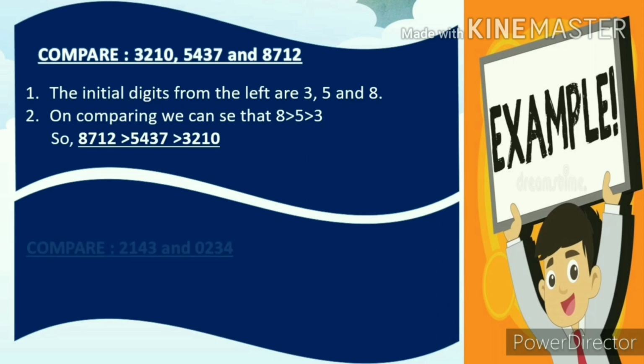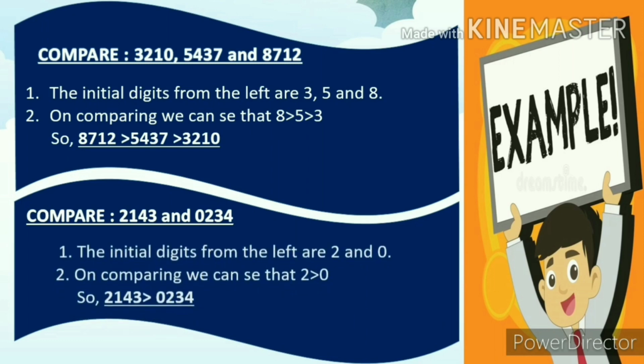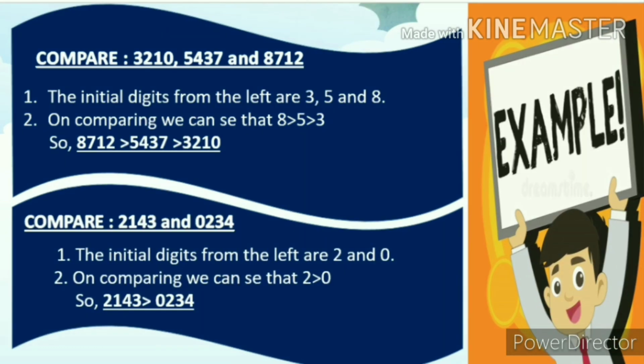The second example says compare 2143 and 234. So the first step is checking out the initial digits from the left, that is 2 in 2143 and 2 in 234. On comparing, we get 2 is greater than 0. Therefore, we can say that the number 2143 is greater than the number 234 because we have already learned that the number with the greatest initial digit becomes the greatest.